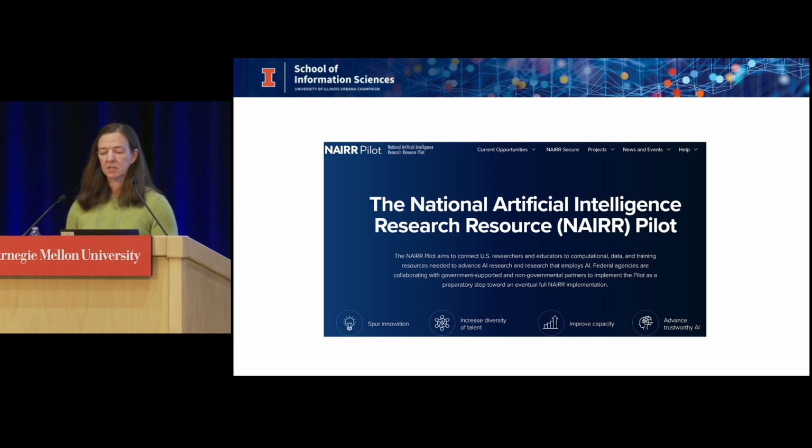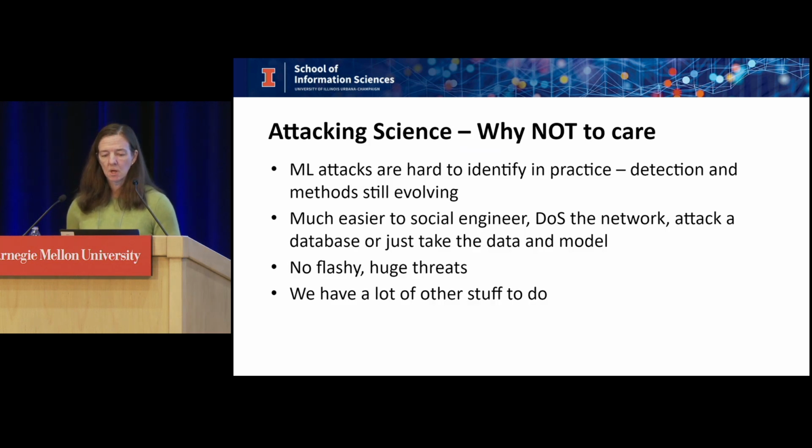So that's the forcing to just throw data in there, get some stuff done, and churn out some papers. I'm a cynic about that. It's doing many wonderful things, but this is a potential downside for trustworthiness. So why shouldn't we care? Again, we have lots of other stuff to do.